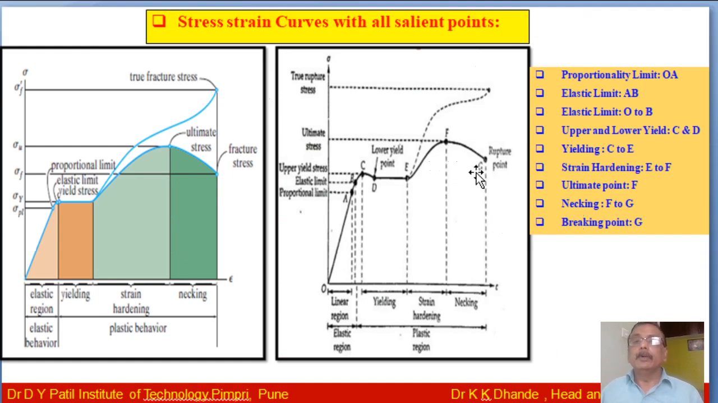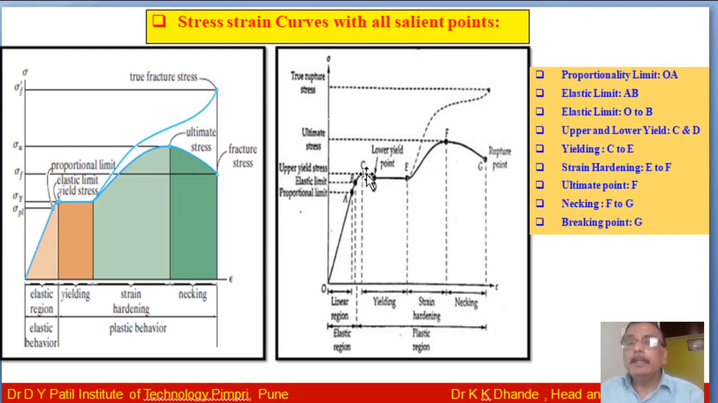I hope you understood this diagram. In that case, you have to concentrate on those points. Terminology for the stress strain diagram: proportional limit, that is O to A is the proportional limit. Elastic limit E to B, or you may say from O to B.